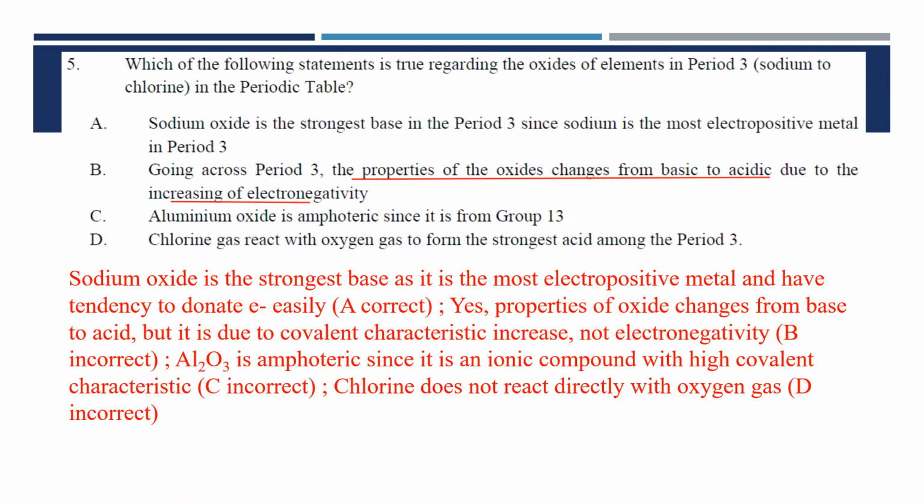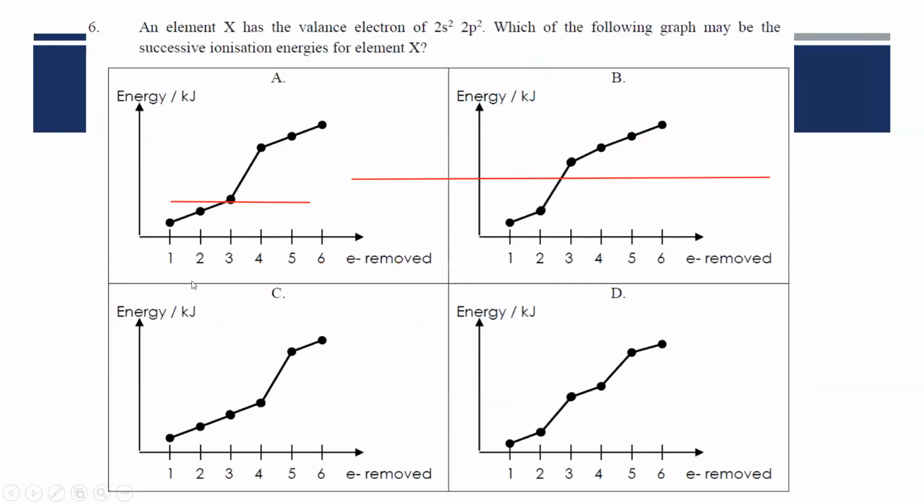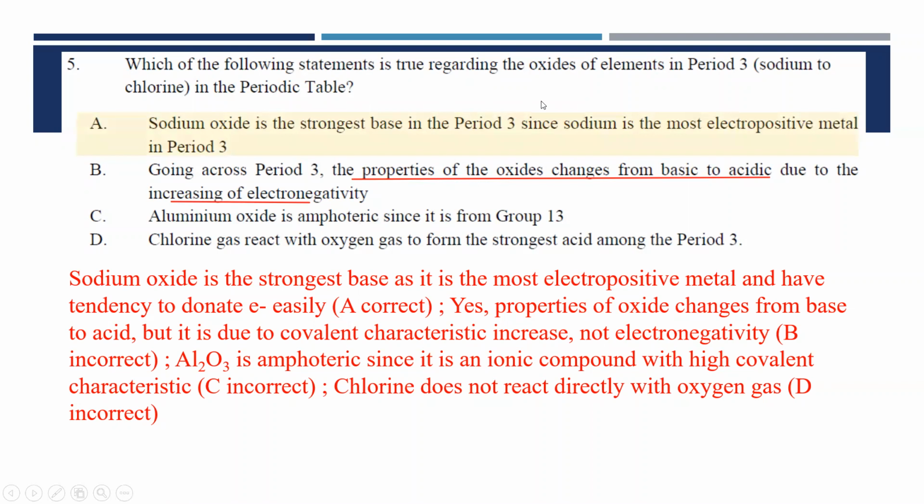And then C, aluminium oxide is amphoteric since it is from group 13. Is it because it is from group 13 that it is amphoteric? No. Aluminium oxide is amphoteric because it is an ionic compound with high covalent character. So C is wrong. And then D, chlorine reacts with oxygen to form the strongest acids, which is wrong because chlorine does not directly react with oxygen. The chlorine oxide is prepared via other chemical reactions. So D is also wrong. So the best answer here will be A. So that is how you solve question number 5.